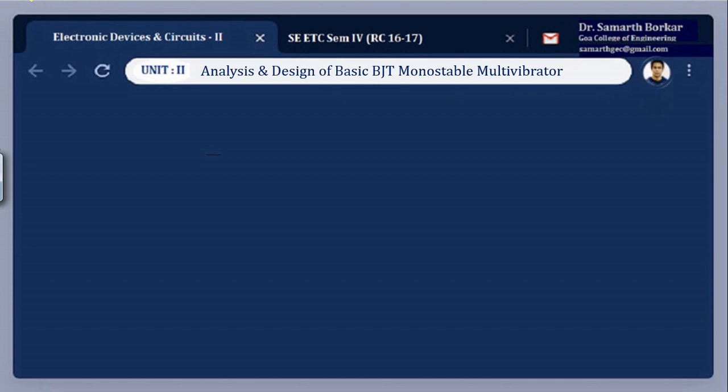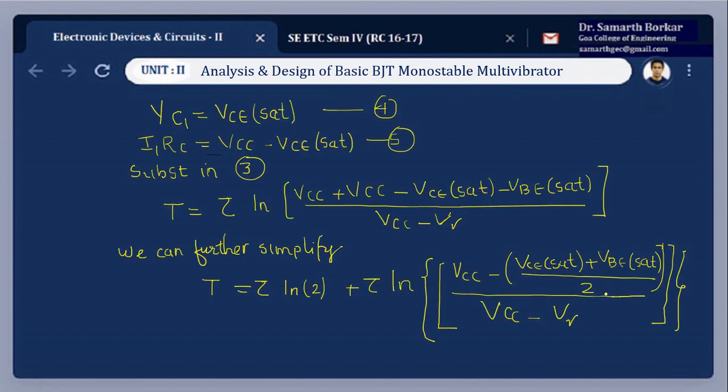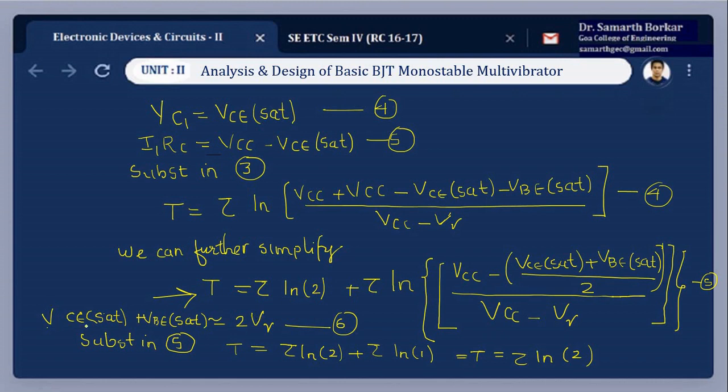Next, when Q1 is in saturation under the quasi-stable state, we can write, VC1 is the voltage across the collector terminal of transistor Q1, it is VC sat. The voltage drop I1RC will be VCC minus this voltage VC sat. We get the expression for time period T. At room temperature, we have this expression: VC sat plus VB sat is approximately equal to twice the value of V gamma.